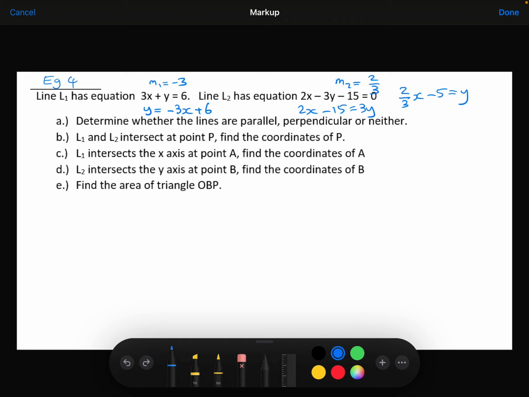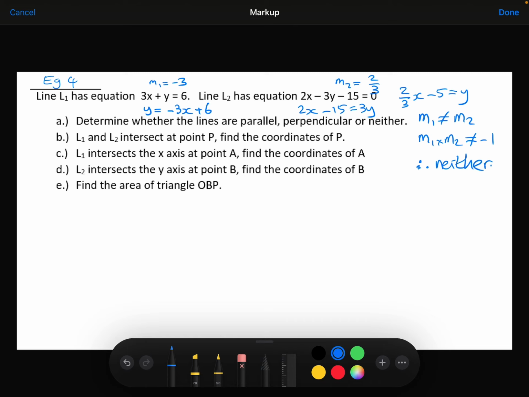They're neither. And I just write a little sentence here saying gradients are not the same. Actually, to be even shorter, I'm going to say M1 is not equal to M2. M1 times M2 is not equal to minus 1. Therefore, they are not parallel or perpendicular. Therefore, neither.